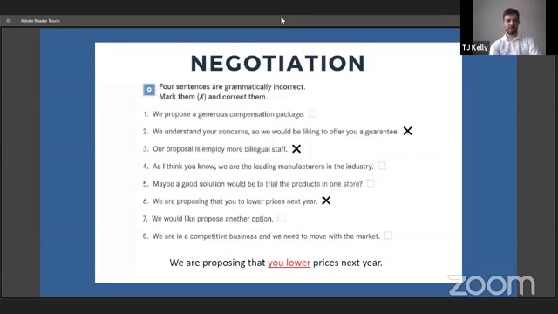The seventh sentence reads, we would like to propose another option. We've missed out a two there, I think. We would like to propose another option would be the correct way of saying that. And the last sentence reads, we are in a competitive business and we need to move with the market. So that sounds fine.